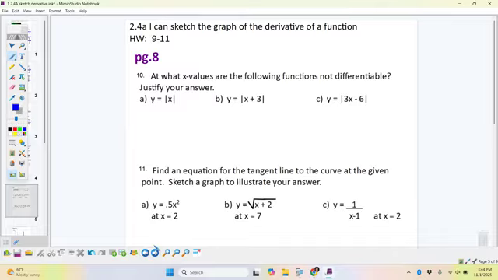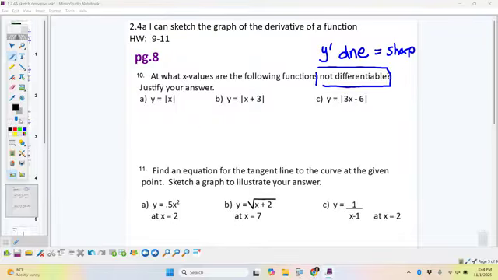So taking this a step further, now we're just going to, in general, analyze functions. At what x values are the following functions not differentiable? That means no derivative, or the derivative does not exist. So let's say that y prime does not exist, which means a sharp point. Notice we've got all these absolute value functions here. So we're going to make a sketch.